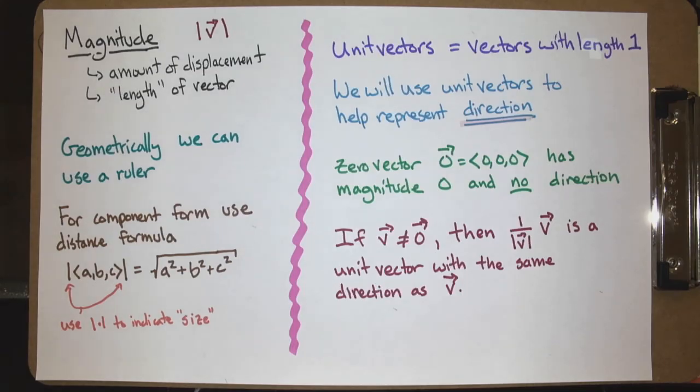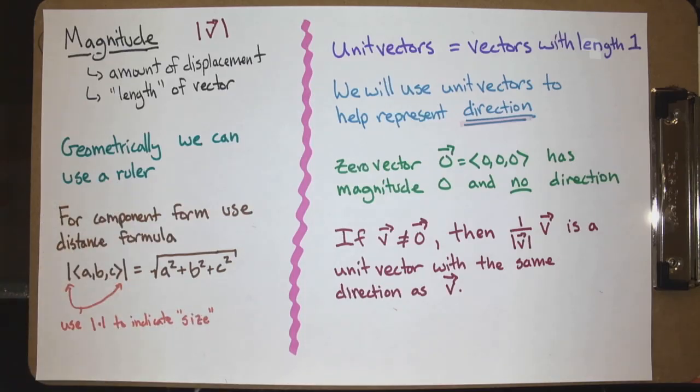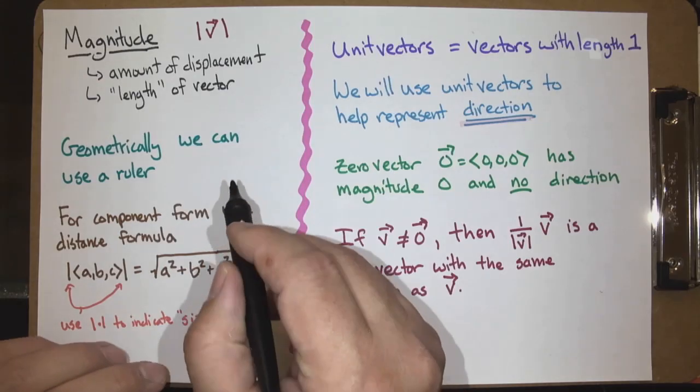And so how do we measure it? What's the length? Well, geometrically, no problem. Just pull out your ruler and say, okay, it's 3.5 inches. All right, great. But we usually don't work with that. We have to have something that's a little bit better. So you say, okay, what about component form? You have a list of numbers. What do you do? Well, what you can do is use the distance formula.